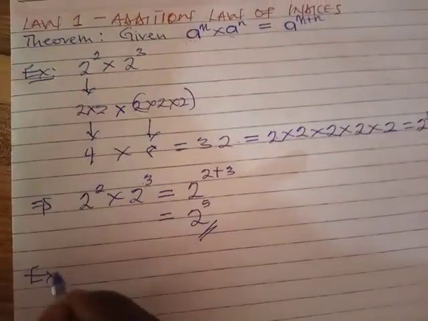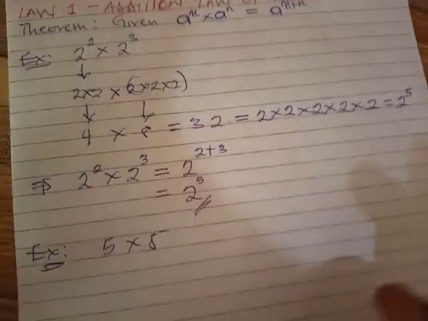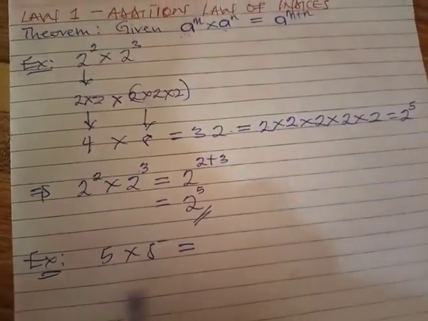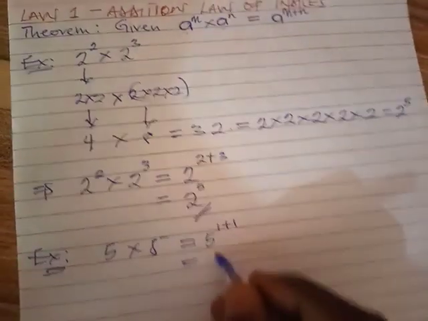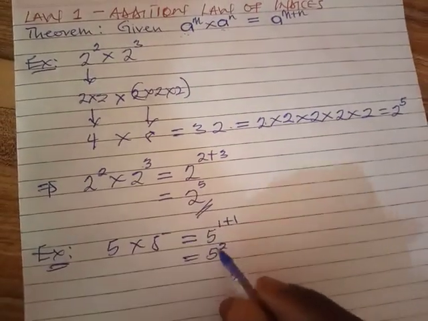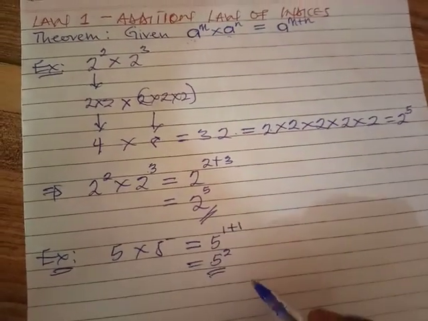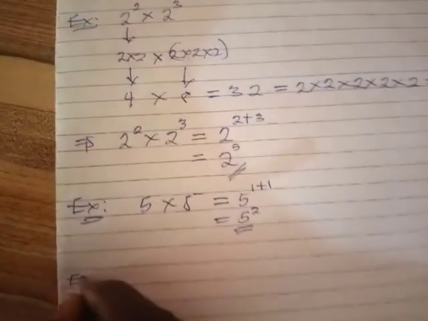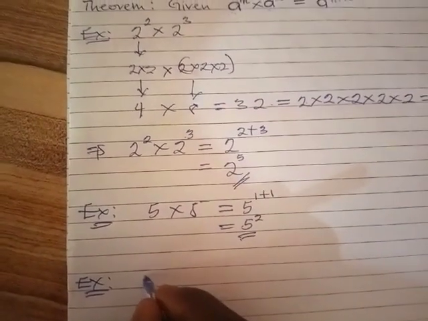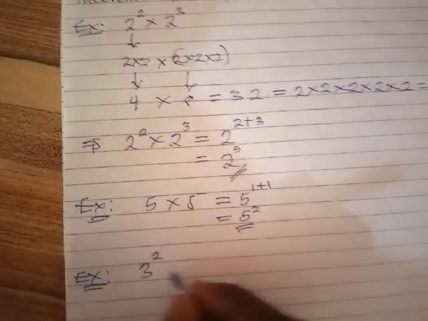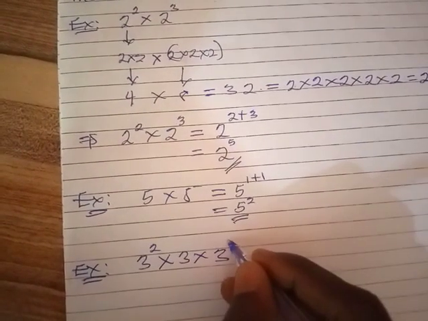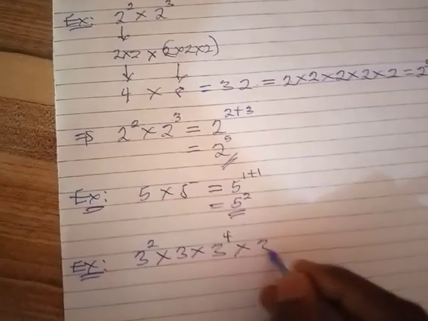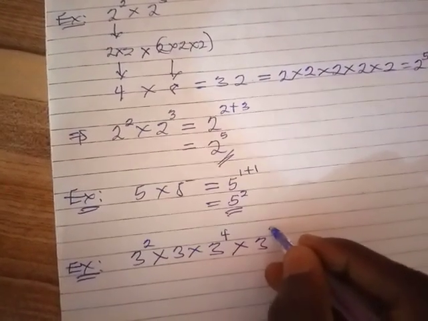So let's look at this simple one too. Let's say 5 by 5. We know that 5 by 5 is 25. But indices is saying that you can also express this result as 5 exponent 1 plus 1, which is 5 exponent 2, and 5 exponent 2 is the same as 25. Another example, let's look at this. Let's say we have 3 exponent 2 multiplying 3 multiplying another 3 exponent 4 multiplying 3 exponent, let's say, 3.